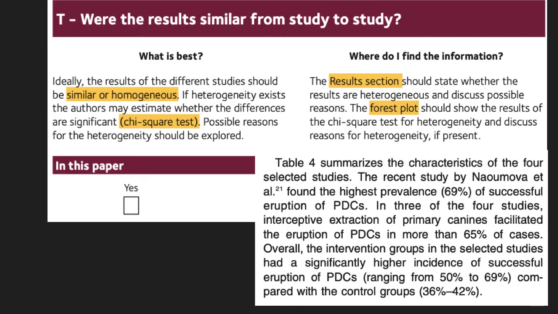Next question: were the results similar from study to study? In other words, are the studies similar, or homogeneous? We can measure that by the chi-square test or I-square to know if the studies are homogeneous or not. But this is the statistical homogeneity. And we should assess the methodology to know the clinical homogeneity: whether the studies are similar in inclusion criteria, exclusion criteria, outcome, results, and everything.